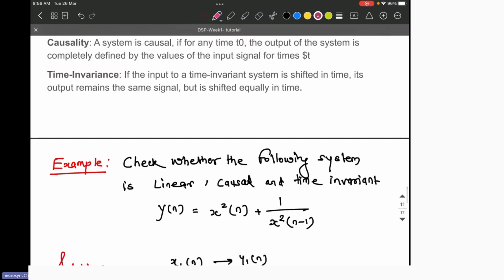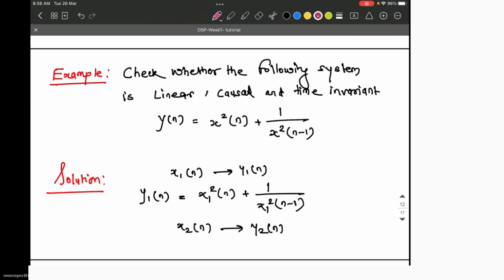Now let us take this example. Check whether the following system is linear, causal, and time variant or invariant. Okay. So the system expression is given like this. y of n is equal to x square n plus 1 by x square n minus 1.